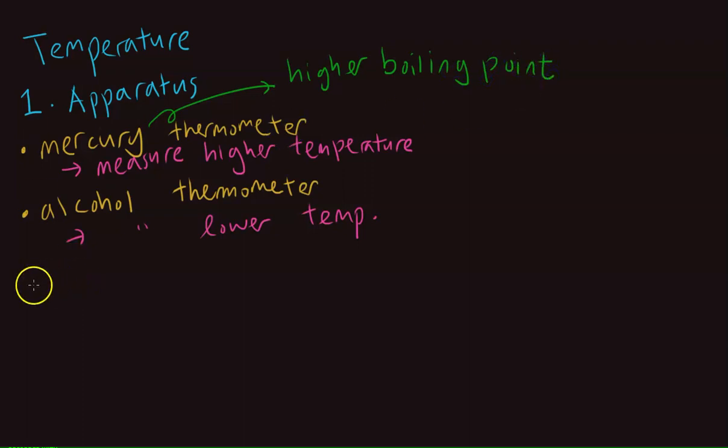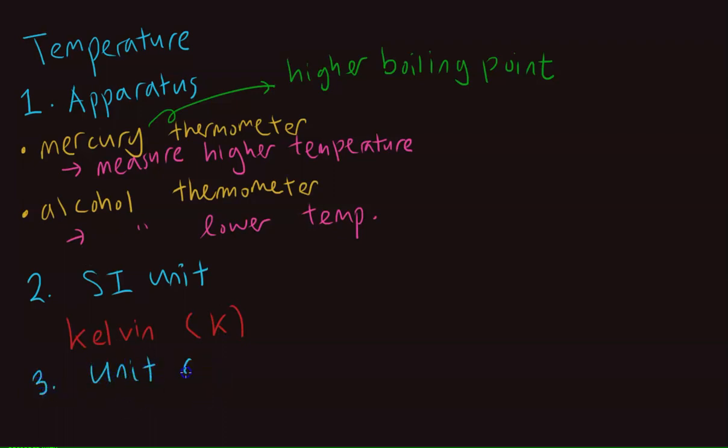The second part will be to talk about its SI unit. So the SI unit for temperature is not what a lot of people think, which is degrees Celsius. It's actually Kelvin with an uppercase K. And so, how to convert from degrees Celsius to Kelvin? That will be unit conversion. It's actually very simple. Please remember this: K equals degrees Celsius plus 273. And that will give you Kelvin. And so that's it for temperature.